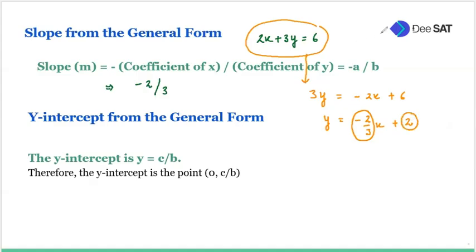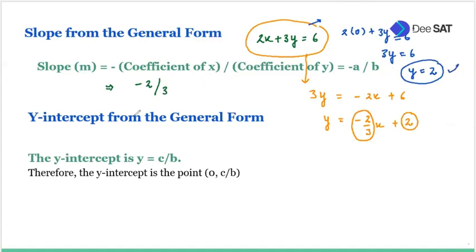Again, the value of y-intercept can easily be found by just putting x equals 0. If you put x equals 0 in the equation itself, it can be written as 2 times 0 plus 3y is equivalent to 6. So 3y is equivalent to 6, and y is equivalent to 2. In both ways, it is actually being done.